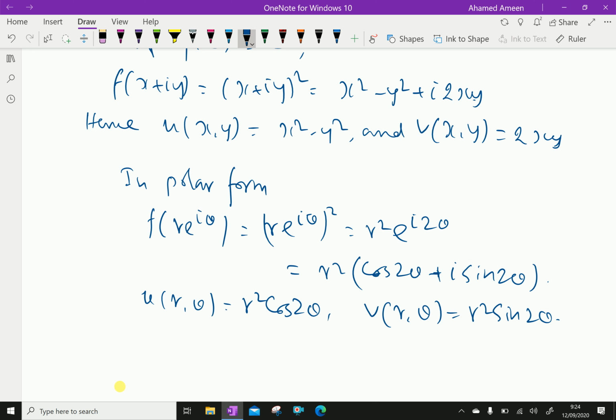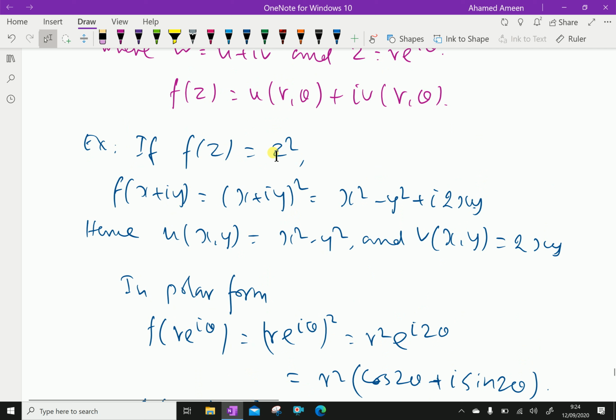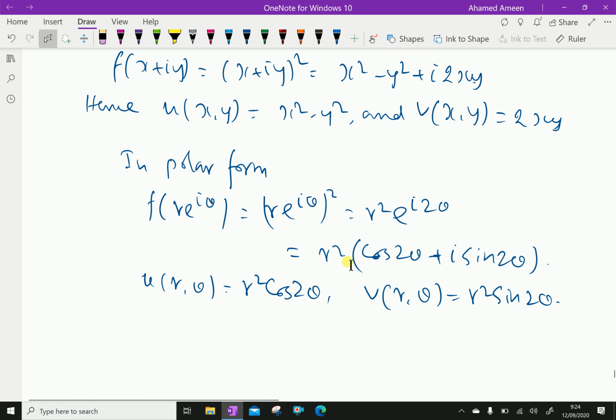So this expression, the functions, you can express this function f of r e power i theta equal to r e power i theta whole square, because our function is given f of z equal to z squared. Then expressing this, finally you can find the real part and imaginary part in functional form.